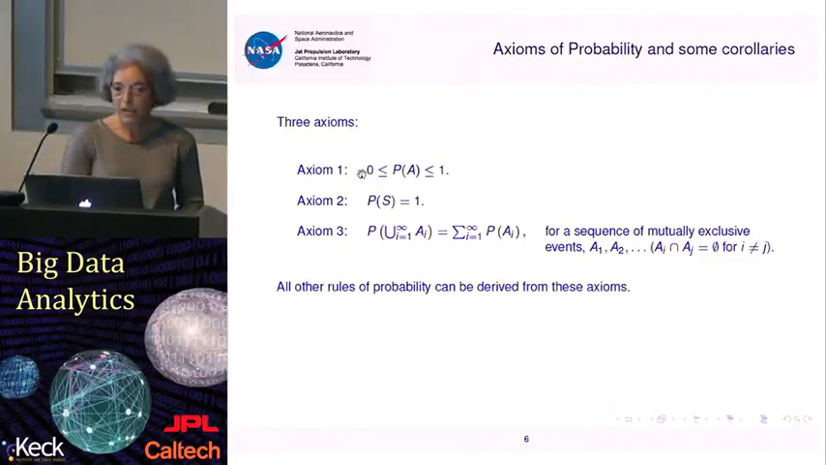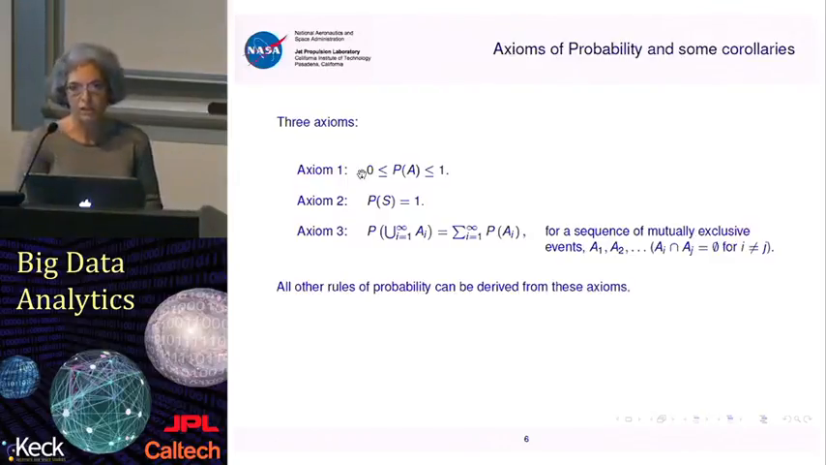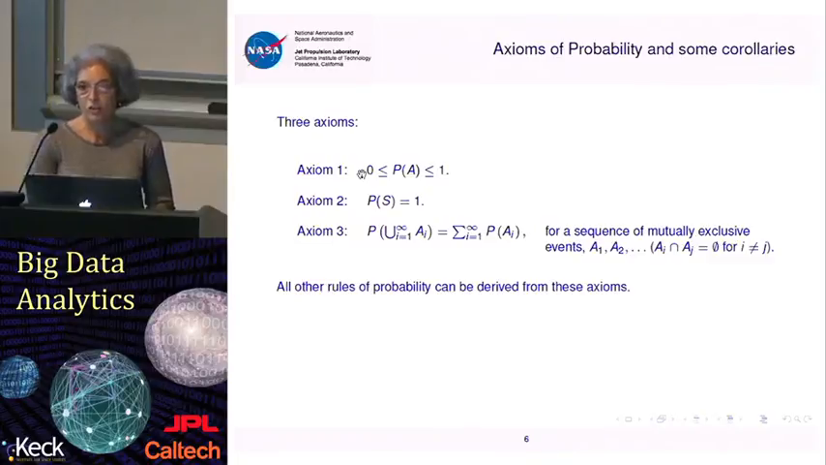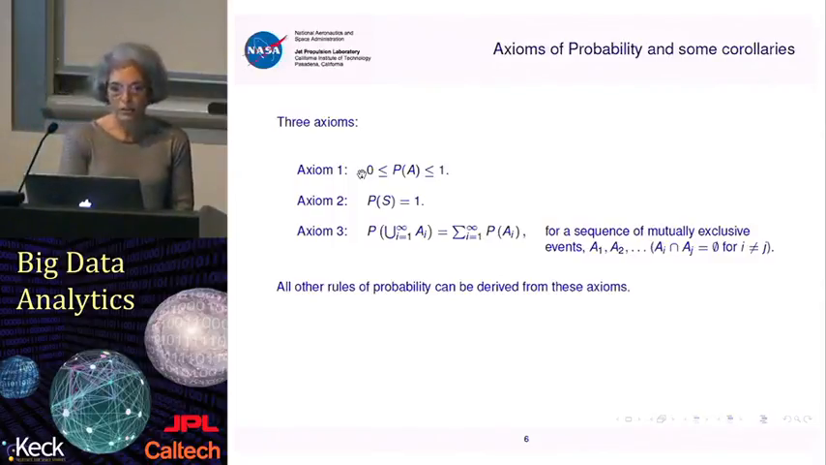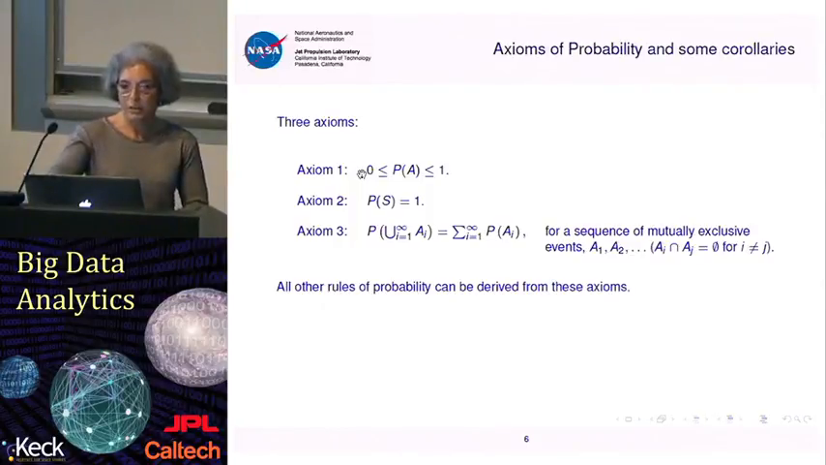And axiom 3 says that for any sequence of disjoint events, in other words, events which have an intersection that's empty, they do not overlap in terms of those Venn diagrams, the probability of the union of those events is equal to the sum of their individual probabilities. All other rules of probability can be derived from these 3. So we could stop there and say, if there's anything else you want to know about probability, you can pull out your pencil and paper and figure it out. But you'd probably be wisely advised to go to a book.